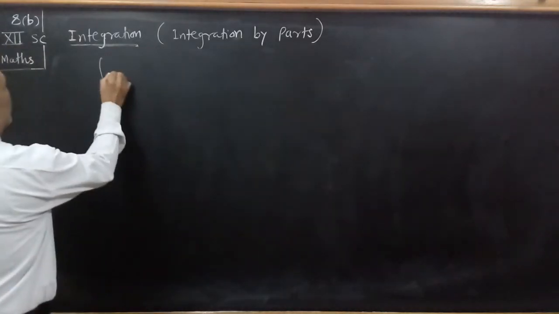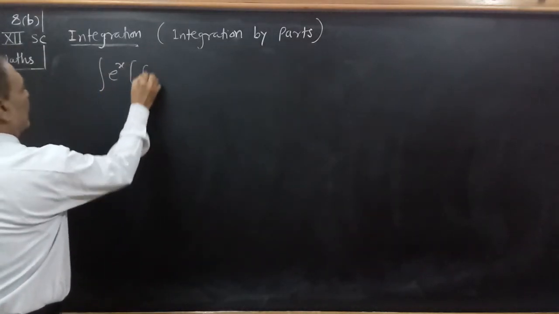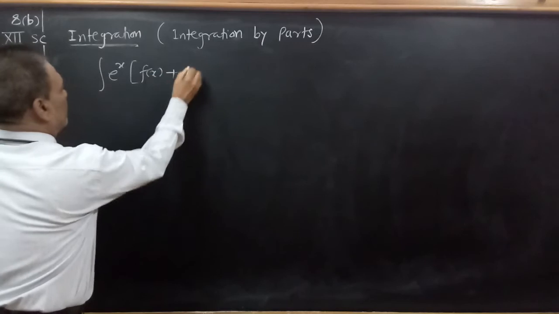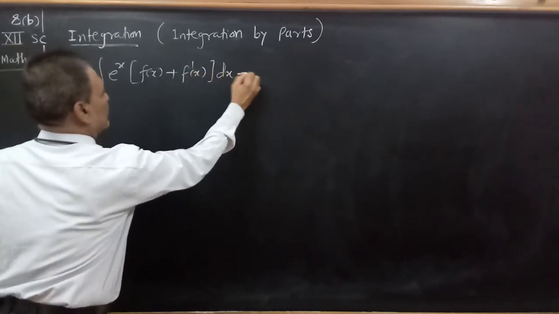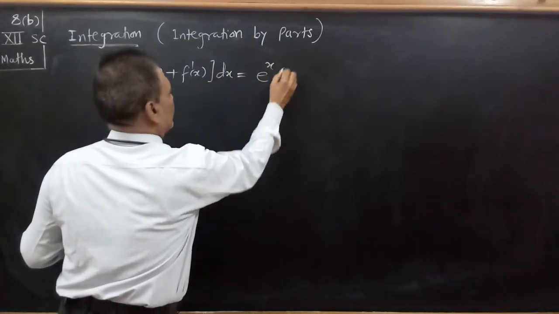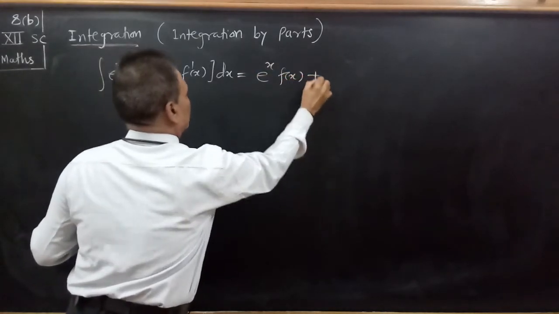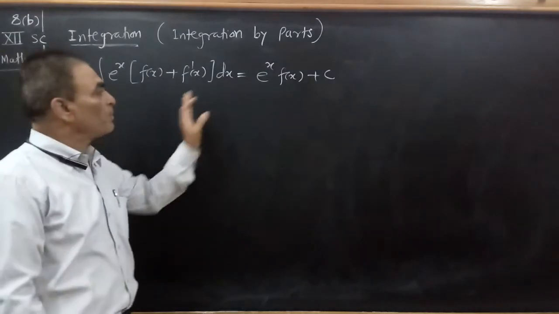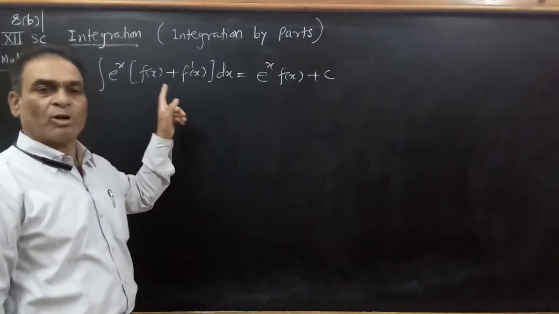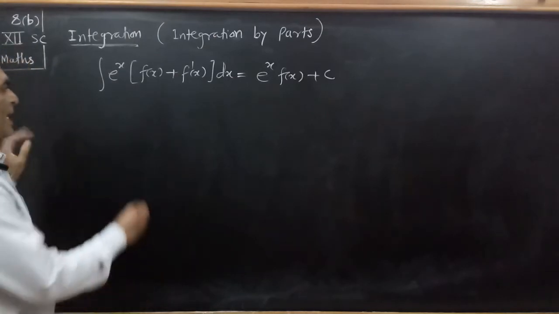Integration of e raised to x into bracket f of x plus f dash x into dx is equal to e raised to x f of x plus some constant of integration c. How to get the proof of this result? Important result. The proof is like this.